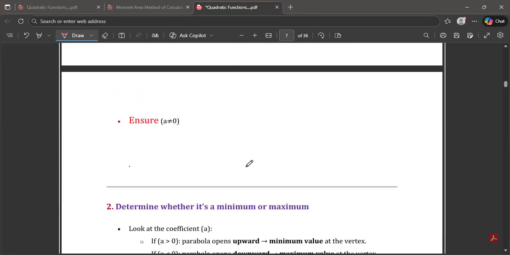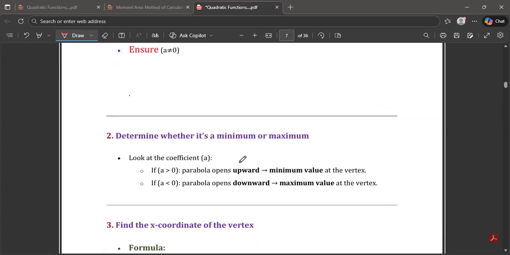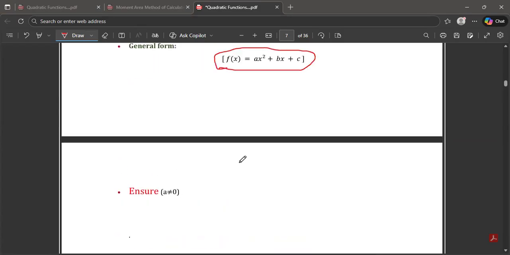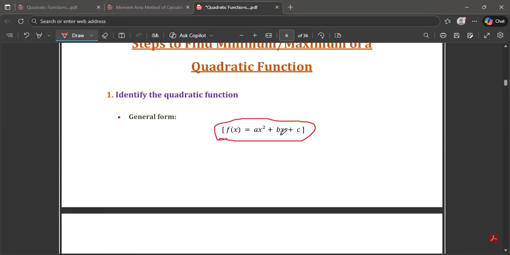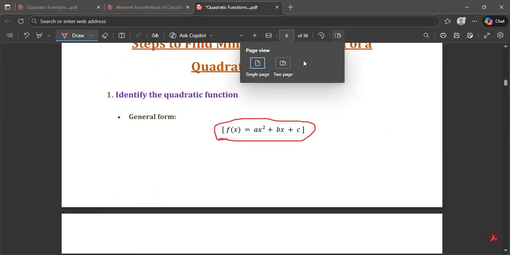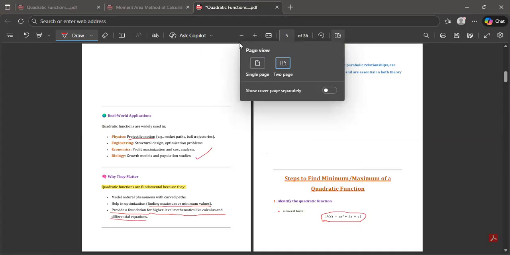Secondly, in step 2, what do you have to do? You have to determine whether it is a minimum or maximum. And what did I say? How do you know whether it is maximum or minimum? Can you throw a little bit of light on that for me, even before we proceed? How do we know whether a curve is maximum or minimum?